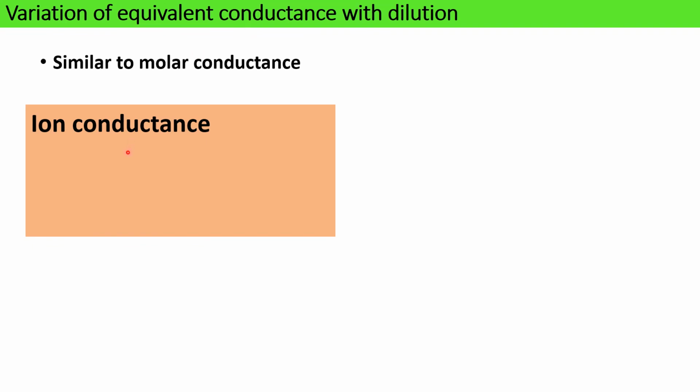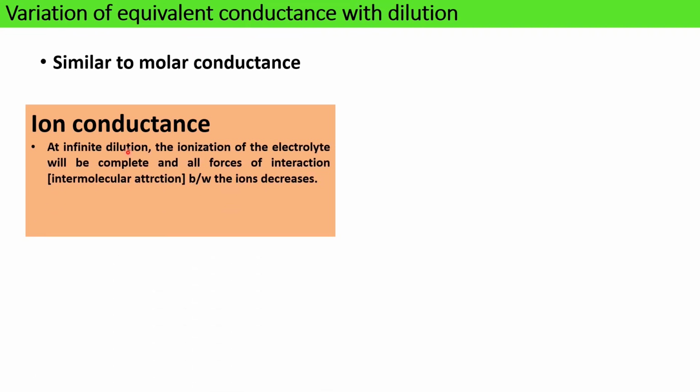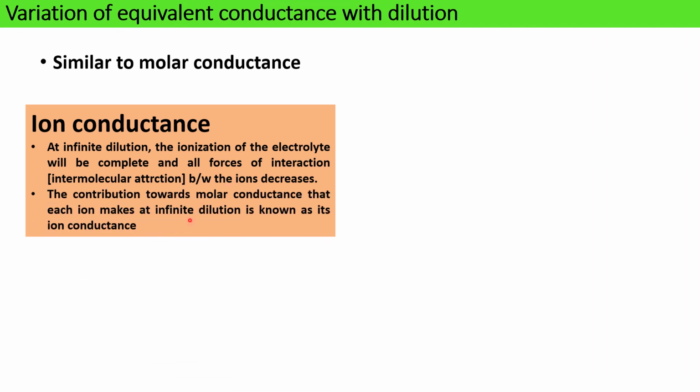Ion conductance. At infinite dilution, the ionization of the electrolyte will be complete and all the forces of interaction or attraction between the ions decrease. The contribution towards the molar conductance that each ion makes at infinite dilution is known as its ion conductance. Once again, ion conductance is the contribution towards molar conductance that each ion makes at infinite dilution.